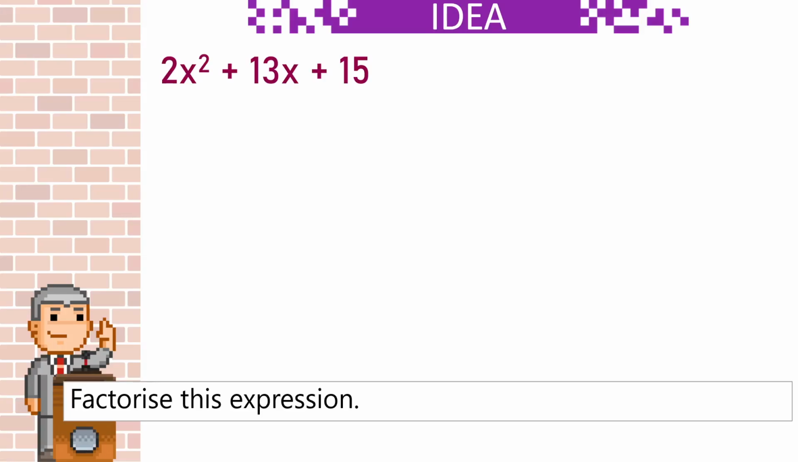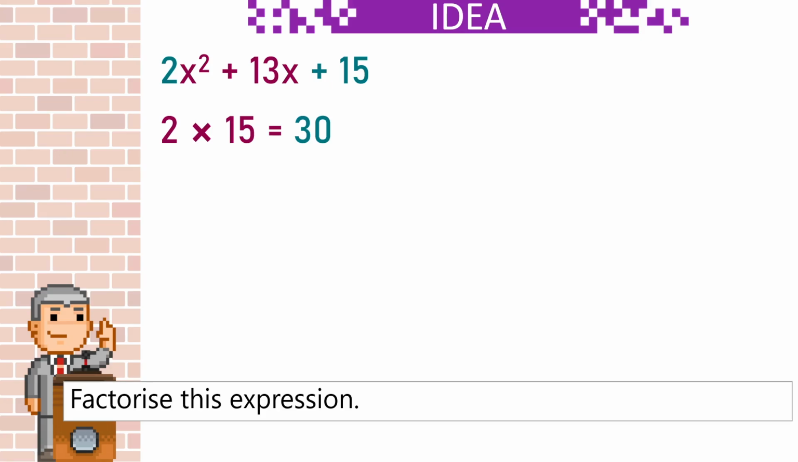We're going to be solving quadratic equations where the coefficient of the x squared is more than 1. Let's start by reminding ourselves how to factorise this quadratic. So we start by multiplying the x squared coefficient and the number terms, so the 2 and the 15. 2 times 15 is 30.